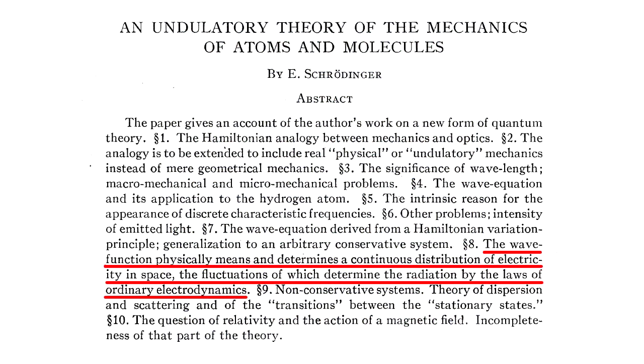Furthermore, he proposed that, quote, the wave function physically means and determines a continuous distribution of electricity in space, the fluctuations of which determine the radiation by the laws of ordinary electrodynamics. In the next video, we'll see that Schrodinger had good reasons to think this. In fact, he hoped that his equation provided a classical deterministic basis for atomic theory, in which there would be no wave-particle duality and no quantum jumps occurring at random governed only by probabilities.